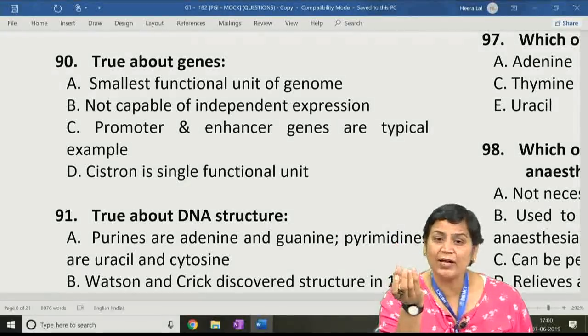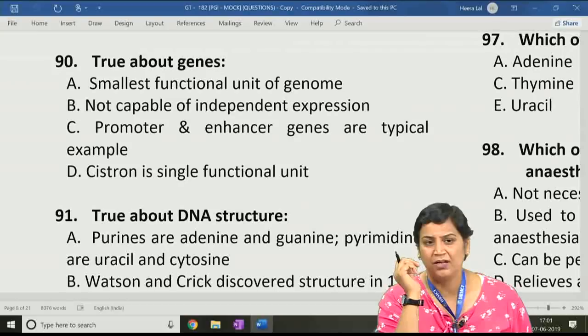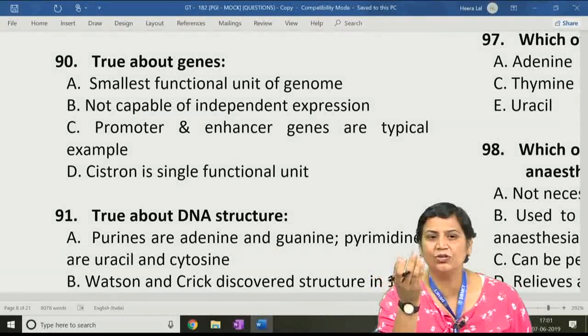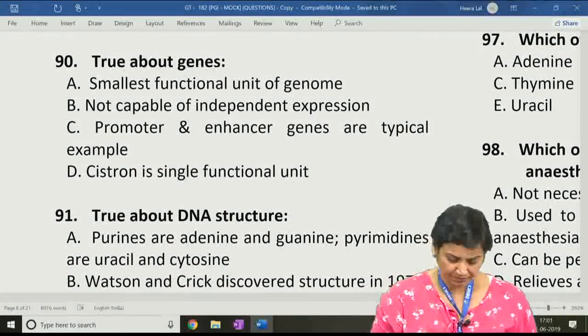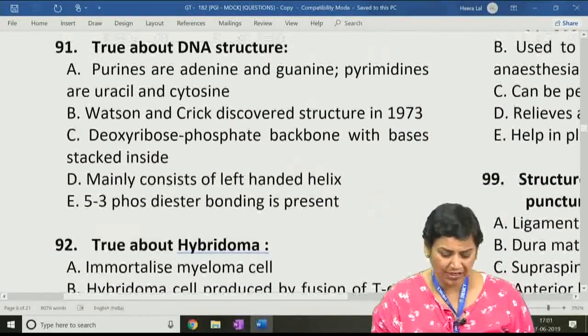So promoters are the ones which are accelerating the rate of transcription, and Cistron is the single functional unit. So the answer to this question is A, C and D. Then question number 91, true about DNA structure.